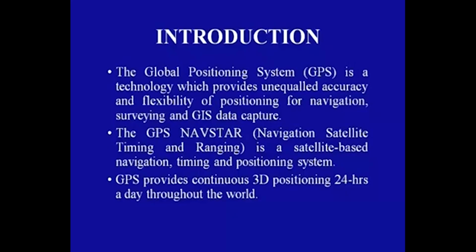Introduction to Global Positioning System. Global Positioning System, that is GPS, is a technology which provides unequaled accuracy and flexibility of positioning for navigation, surveying and GPS data capture. The GPS Navstar, that is navigation satellite timing and ranging, is a satellite based navigation, timing and positioning system. GPS provides 3D continuous positioning 24 hours a day throughout the world.